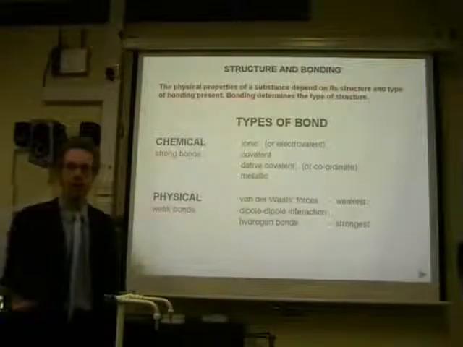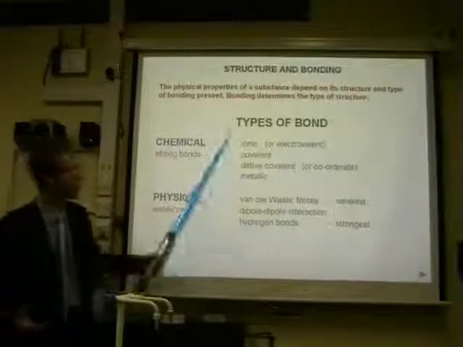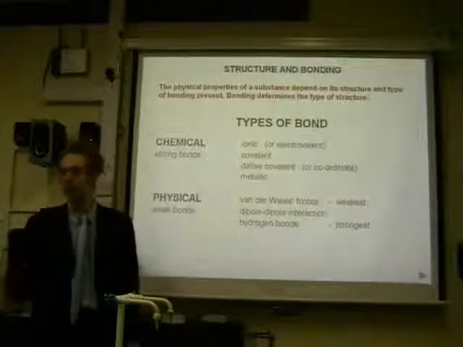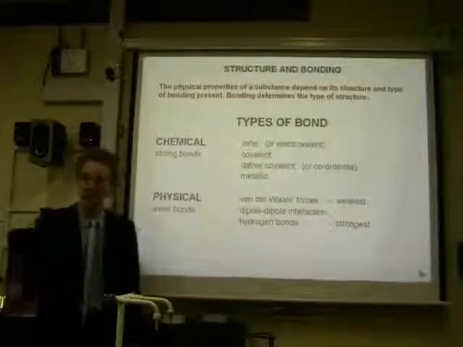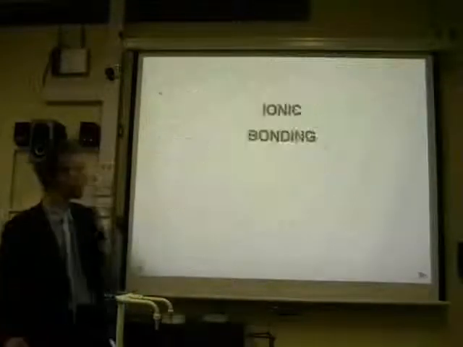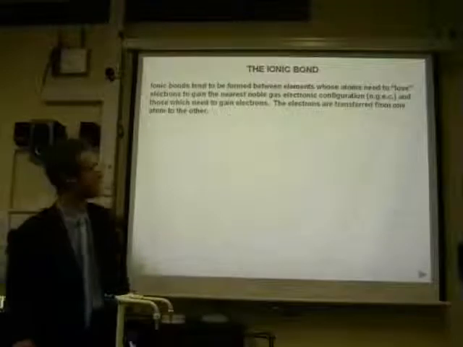If you are going to melt something, you are going to have to break one of these bonds. And the boiling point, the melting point, is dependent on which of the bonds you have to break and their relative strength. So let's start with ionic bonding.